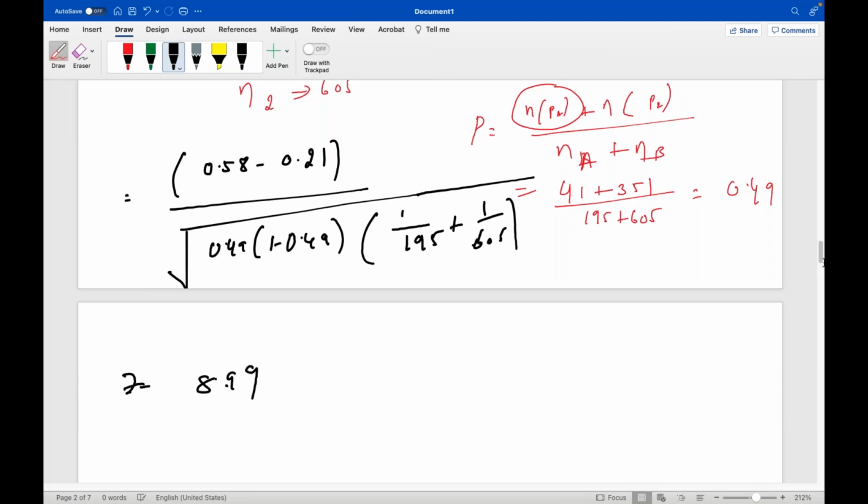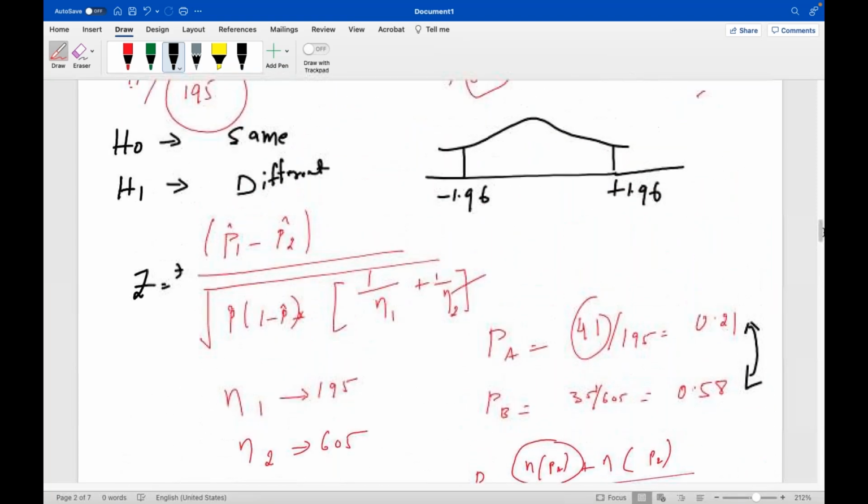So 8.99 is greater than this value, right? Which means we are rejecting the null hypothesis, and both drugs are not performing the same. That is the conclusion of this particular problem statement.